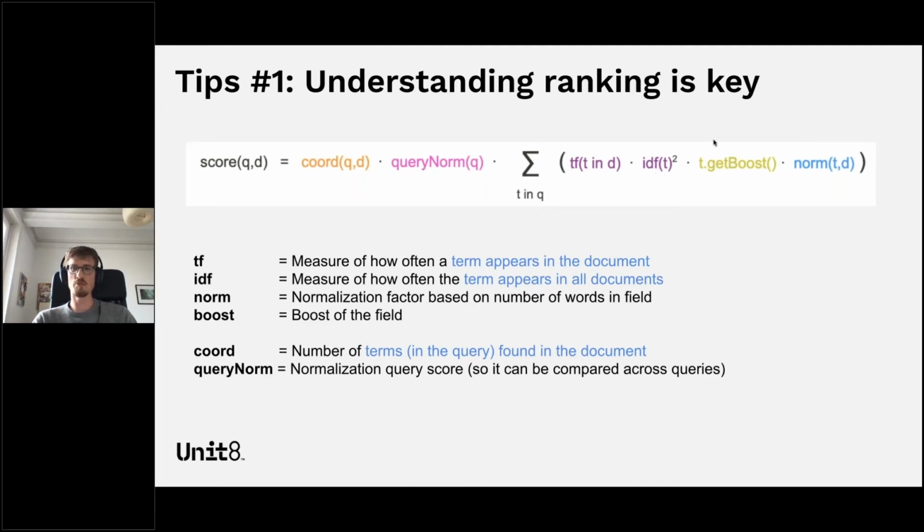And then you have a boost that you can apply to different fields of your data. So if you have a title or subtitle, maybe you want to boost it because it will be more relevant than the description. And finally, you have a normalization that will penalize a bit some of the fields if they are very long, because if they are very long, they are more likely to have many times a given word or to have the word at all. So we want to penalize a bit these long documents.